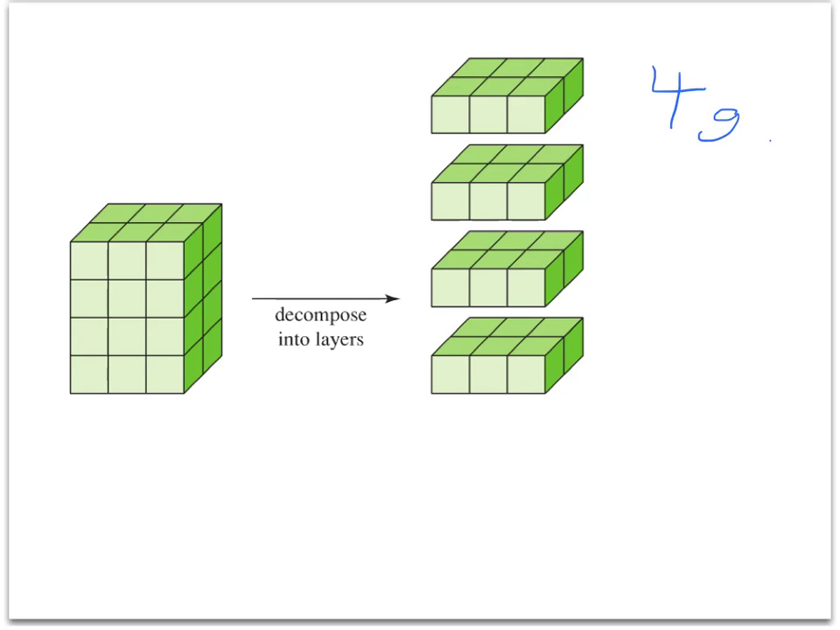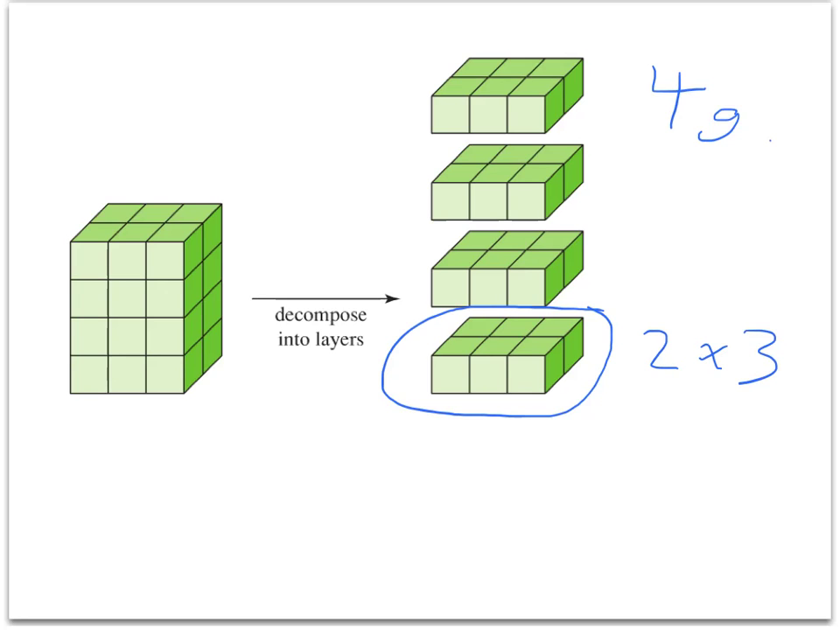Now let's look at each one of those groups and figure out how many cubes are in each one of the groups. So let's take this group down here, for instance. That group consists of 2 rows and 3 columns of cubes. So the number of cubes in one of those groups is 2 times 3.